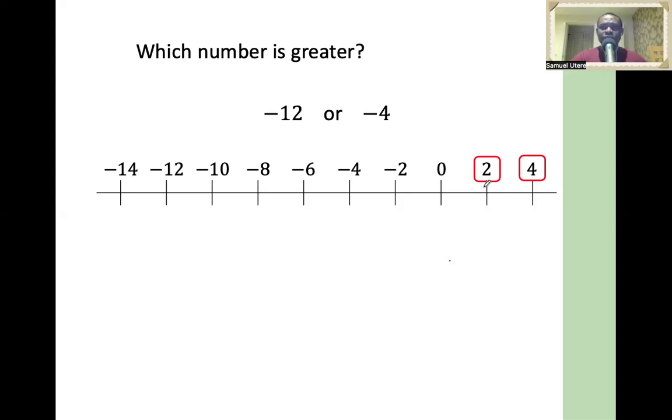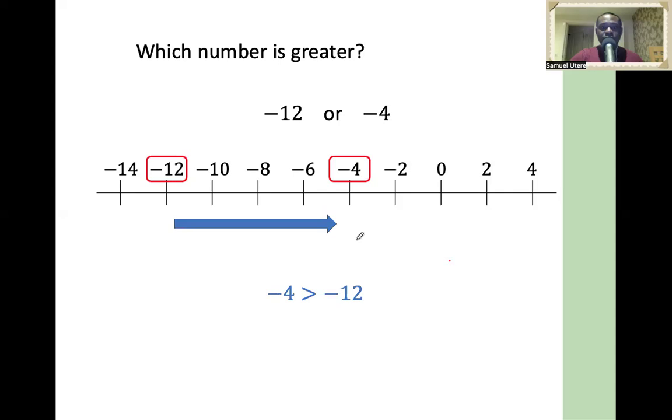But when it comes to negative numbers, sometimes some students may find it a bit challenging, thinking, but how do negative numbers really work? Just imagine in your head that if you have a number line, as you move to the right of the number line, the numbers get bigger. So, thinking about that, you can see that negative 4 is further right on the number line compared to negative 12. So, negative 4 is greater than negative 12. Or we can write it the other way around. Negative 12 is less than negative 4.